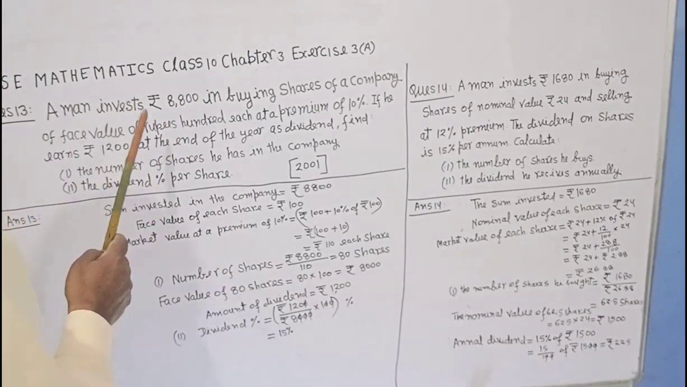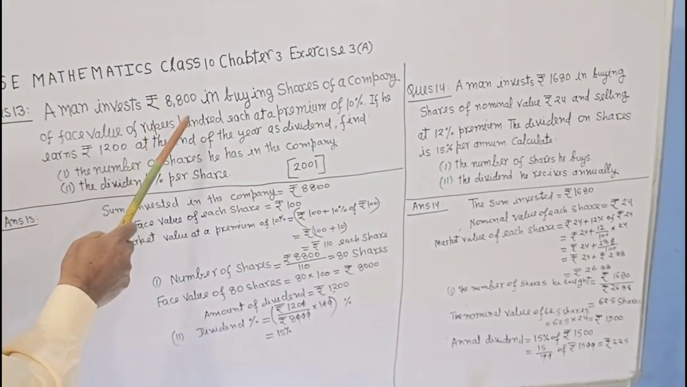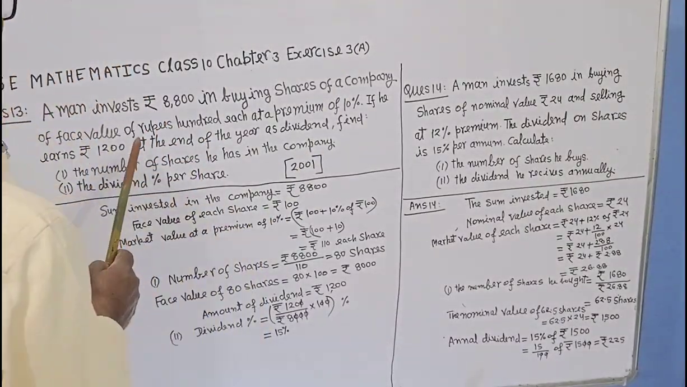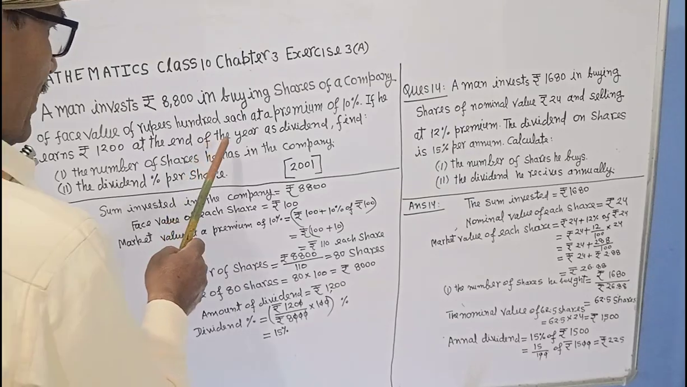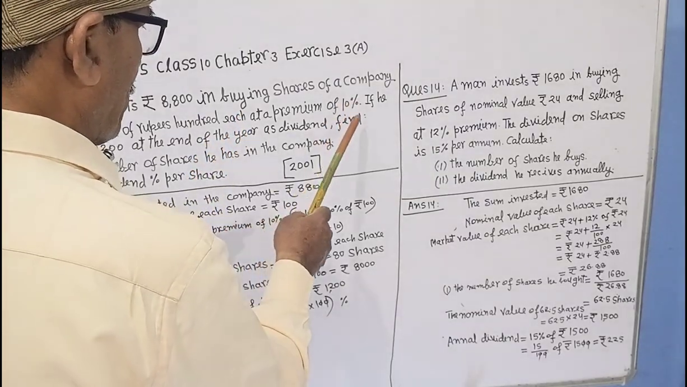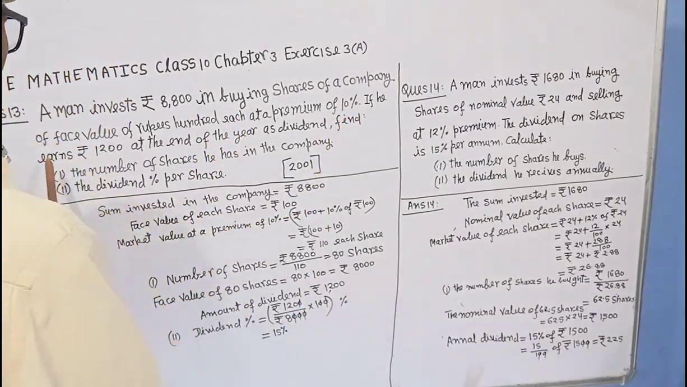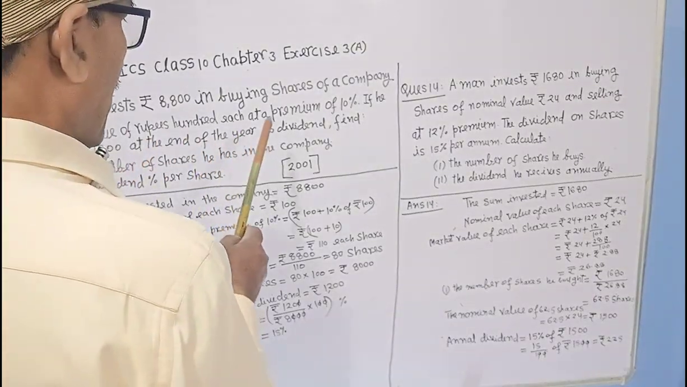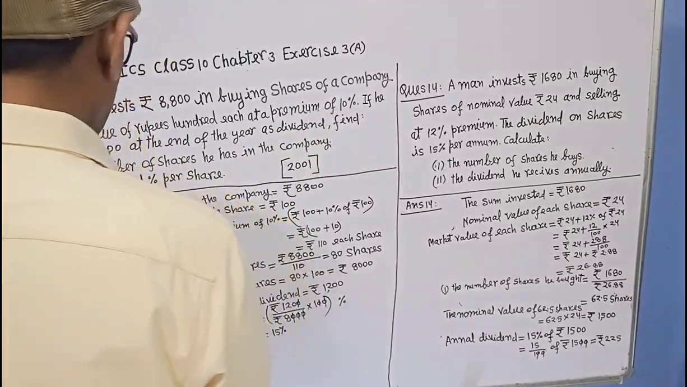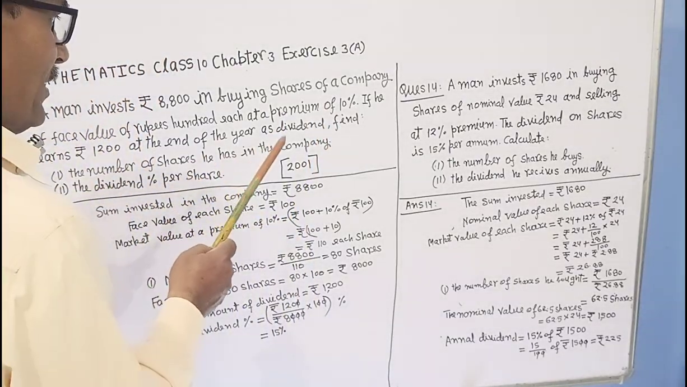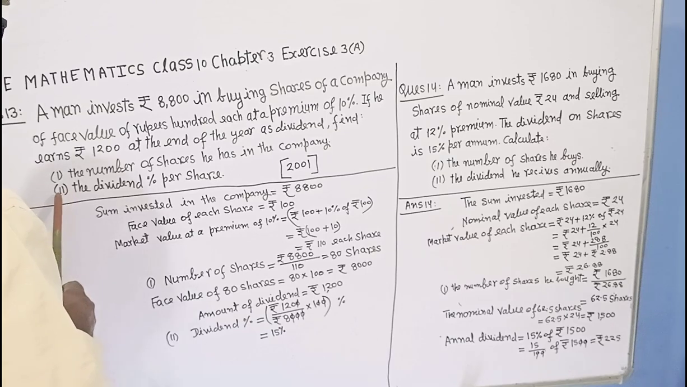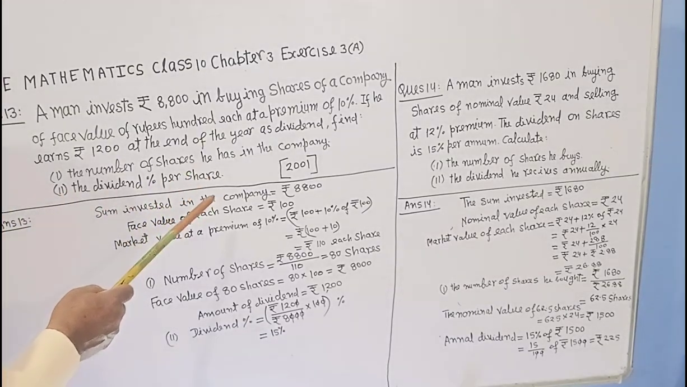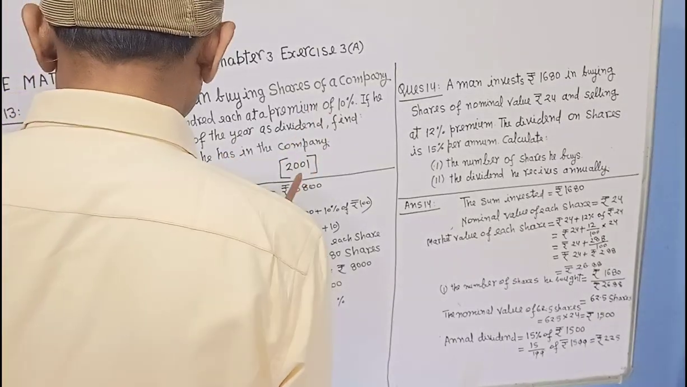Question number 13. A man invests rupees 8,800 in buying shares of a company of face value of rupees 100 each at a premium of 10%. If he earns rupees 1,200 at the end of the year as dividend, find the number of shares he has in the company. Second, the dividend percent per share. It is asked in 2001.